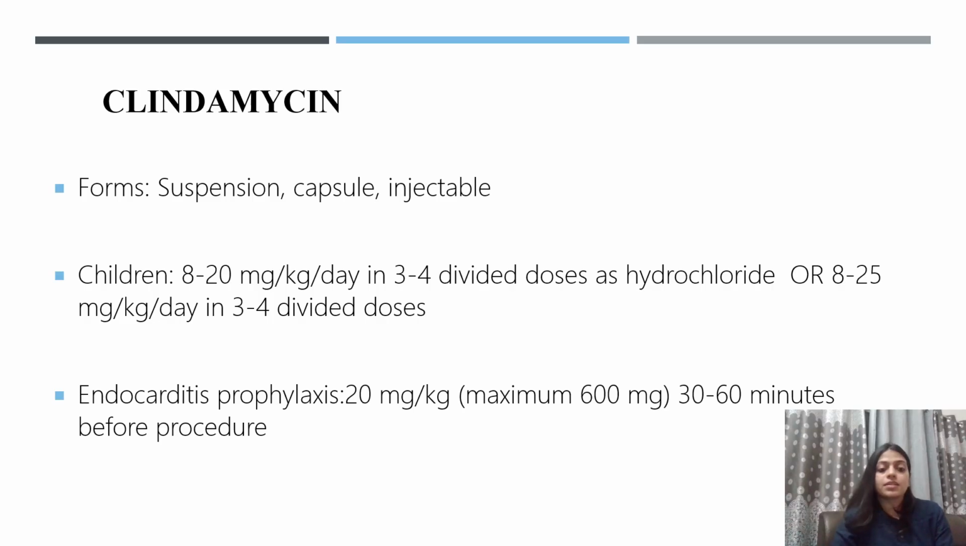Then comes clindamycin. It is also available as suspension, capsule and injectable. In children, the doses are 8 to 20 milligram per kg per day in 3 to 4 divided doses, or 8 to 25 milligram per kg per day in 3 to 4 divided doses. In endocarditis prophylaxis it is given as 20 milligram per kg, maximum 600 mg, 30 to 60 minutes before the procedure.